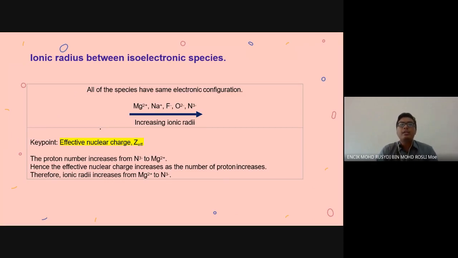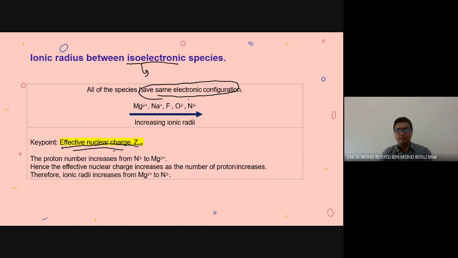Okay, so ionic radius between isoelectronic species. Yang ini anda kena tengok keyword dia, which is the effective nuclear charge. First, saya lupa nak explain dulu pasal isoelectronic species. Isoelectronic species ni adalah the one that have same electronic configuration. Electronic configuration yang sama semua tu, kita panggil sebagai isoelectronic species. Macam contoh, kita kat sini ada magnesium 2+.